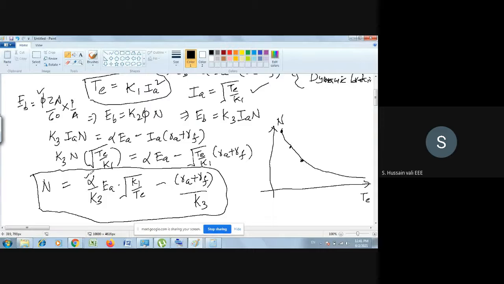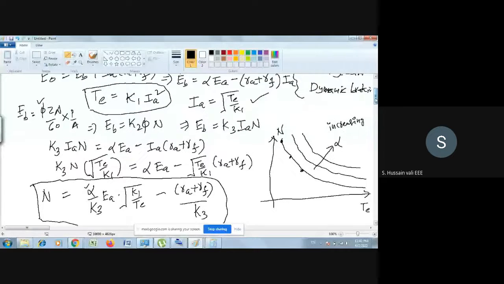If you change the value of alpha, what will happen? You will get different graphs. So this graph will go upwards when you increase alpha. You can check yourself because more alpha is there. So this is the relationship between speed and torque for the DC series motor in motoring condition.